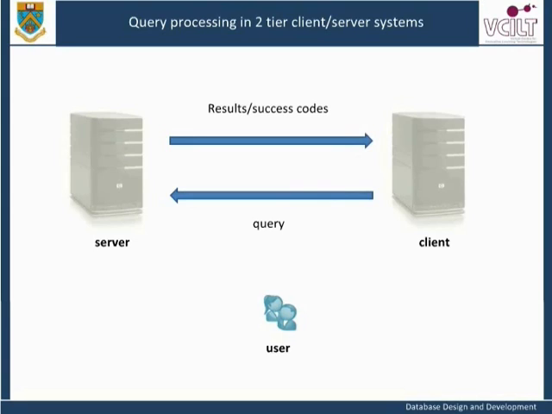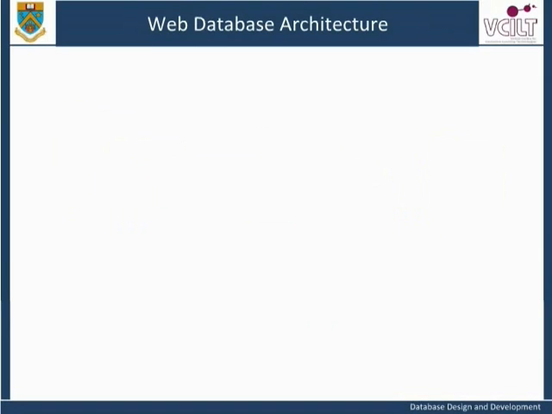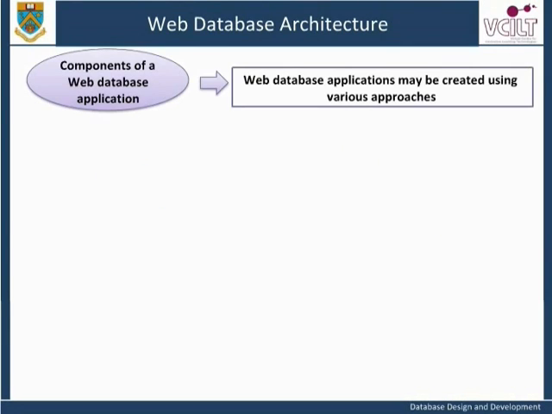For example, creating a graph of the data before displaying it to the user. Components of a web database application. Web database applications may be created using various approaches. However, there are a number of components that will form essential building blocks for such applications. In other words, a web database application should comprise the following 4 layers, that is, components.